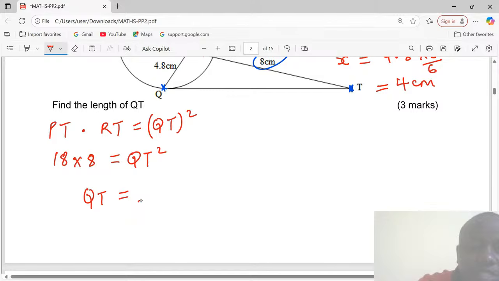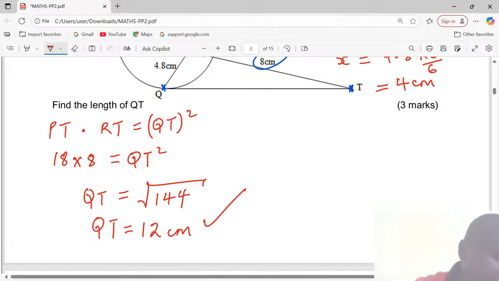By taking the square root of the product of 18 and 8, which is 144, therefore, we shall say QT is equivalent to 12 centimeters in length.